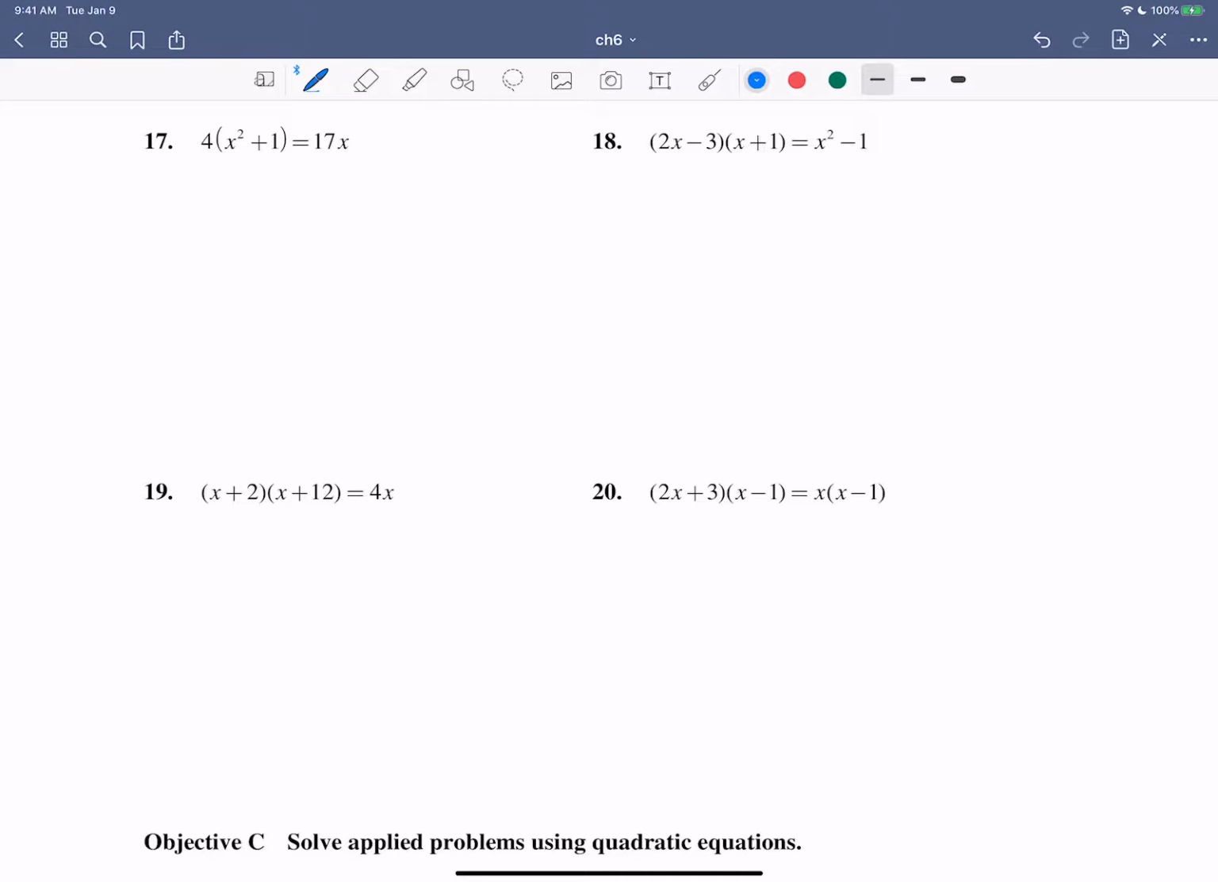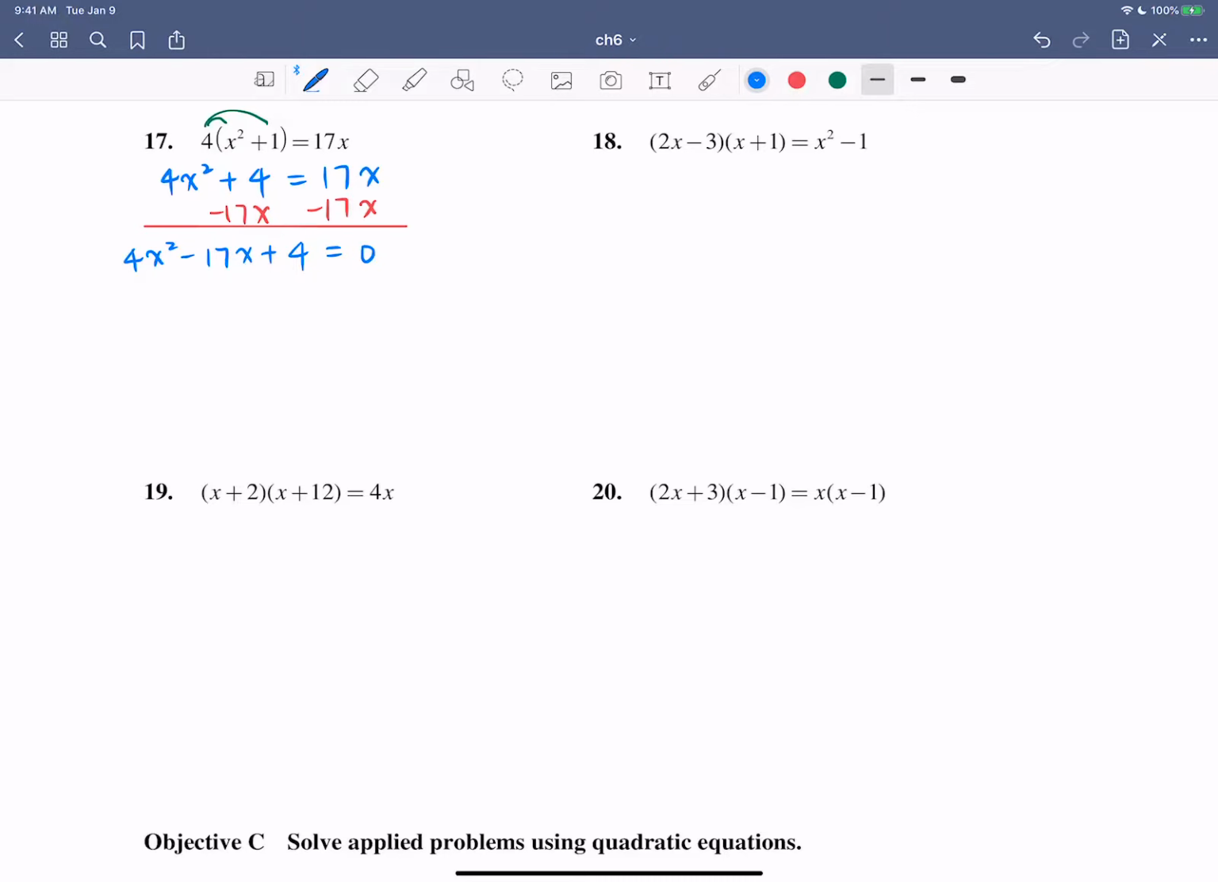Number 17. 4 times x squared plus 1 equals 17x. Same thing as before, we're going to get rid of the grouping symbols and move everything to one side of the equation. Distribute 4 into the grouping symbol, we obtain 4x squared plus 4 equals 17x. Moving 17x to the left hand side, we obtain 4x squared minus 17x plus 4 equals 0.